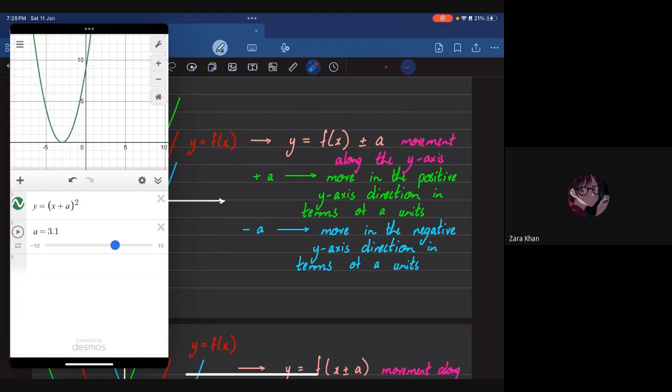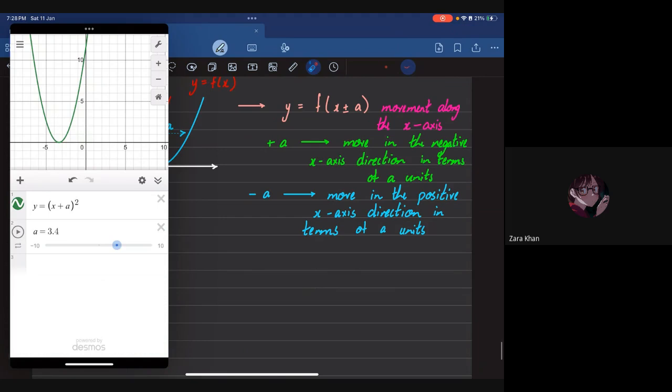As I move to the positive, as I make it more positive, it is moving in the negative x-axis direction. It's going this way. You can clearly see it's moving to this side. And as I make it negative, it is moving in the positive direction. All right. So that is how you move from positive to negative direction.